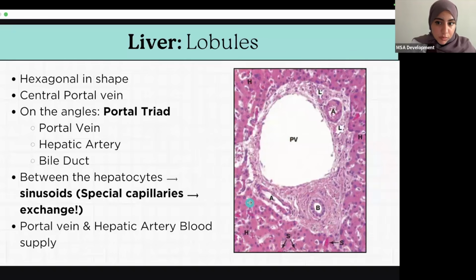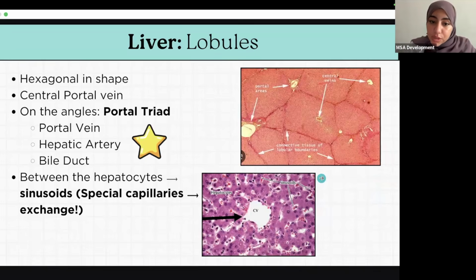Now, over here, this is a histology slide. This is the portal vein. It's humongous in the center. And then this is the artery, and then this is the bile duct. Okay, now this is pretty important. The portal triad is pretty important, but this is also it on histology. So central vein, and then these are at the corners.